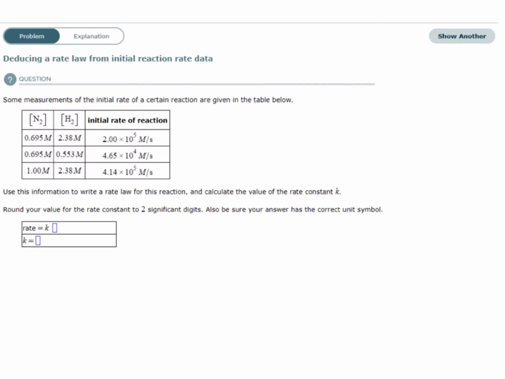They want us to determine the rate law equation and the rate law constant to two significant figures with the correct units. I want to remind myself that the rate law equation is rate equals the constant times the concentration of N2 raised to the power of M times the concentration of H2 raised to the power of N. So we're asked to solve basically for M and N, and we want to solve for K.